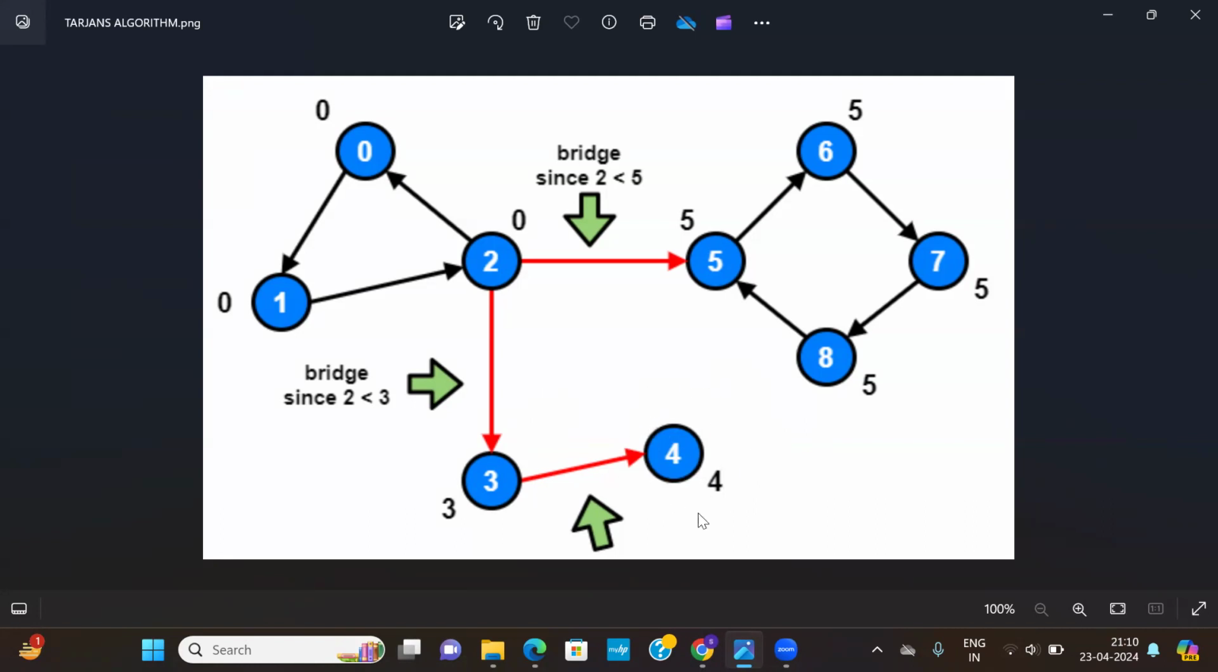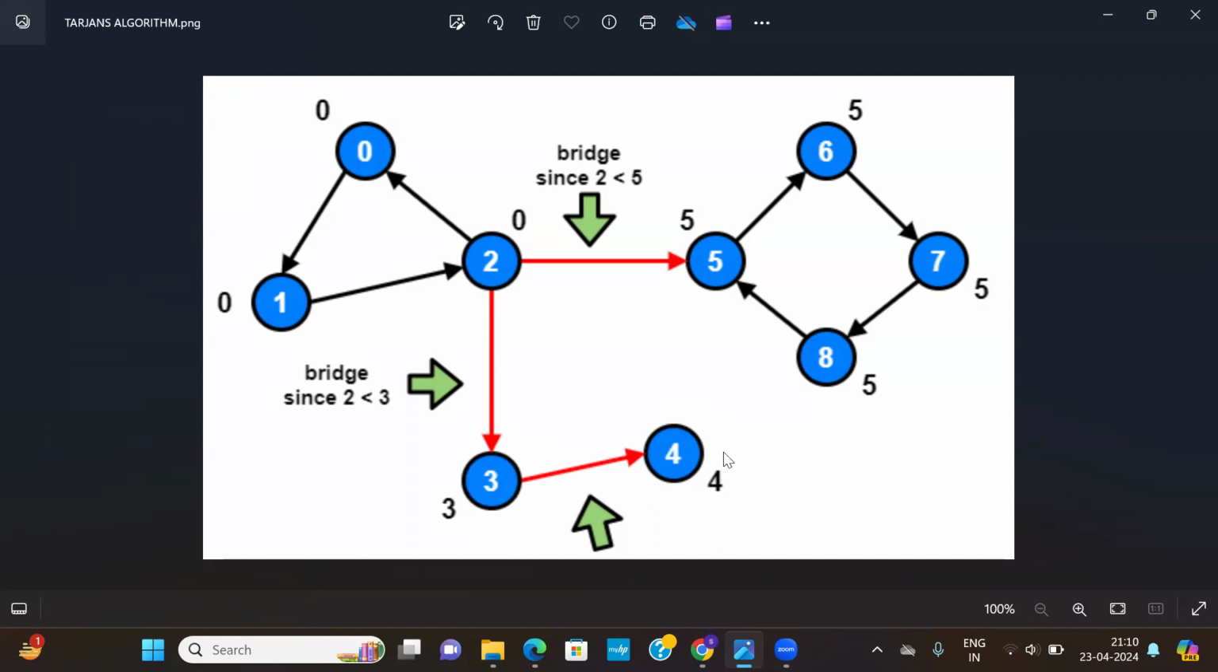What is the condition for the lowest time of insertion? I will go to all of its adjacent nodes apart from the parent. So what are the adjacent nodes of 4? There is only one adjacent node, that is 3. But 3 is also a parent, so I will not go to 3. So it means its lowest time of insertion will remain 4.